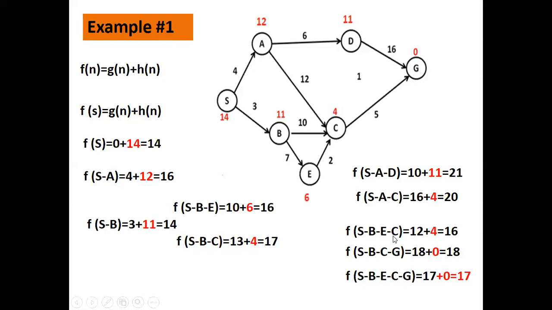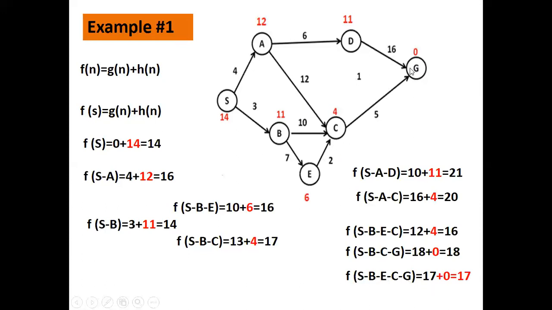Right? Now let us expand this. We already reached here. How did we reach here? S, B, E and C, and now let's add C to G. So S, B, E, C and G. Let us take the total cost from S to G. The total cost is 3 plus 7, that is 10, plus 2, that is 12, plus 5, that is 17. Right? So the actual cost from S to G using the path S to B, B to E, E to C and C to G is 17.